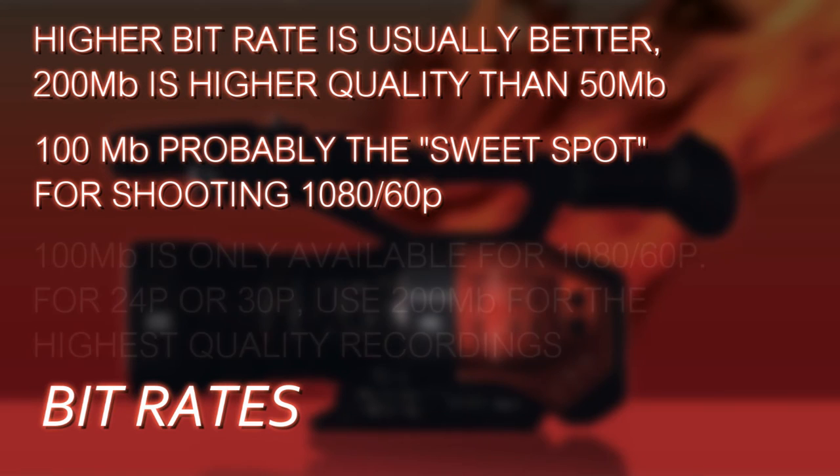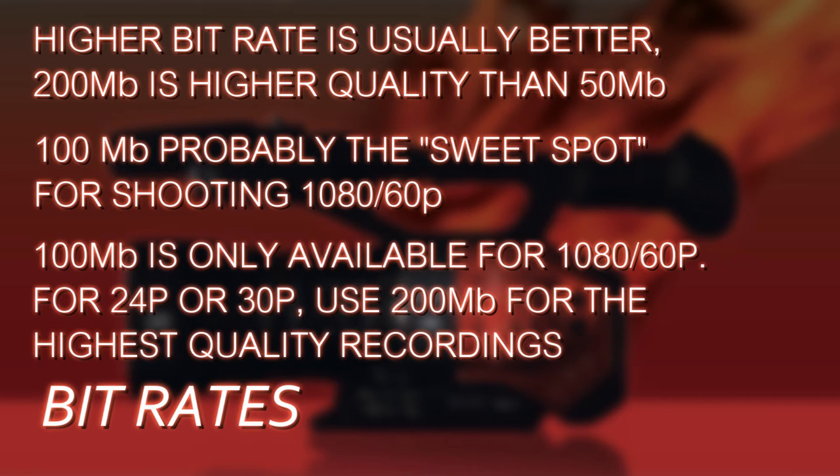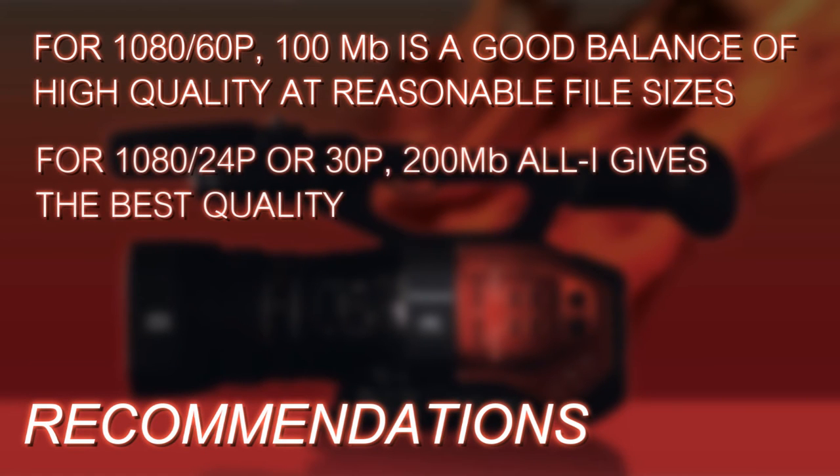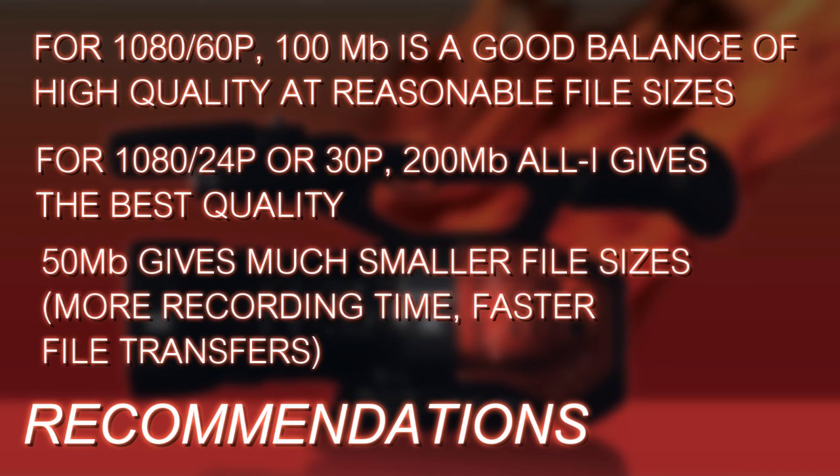The 100 megabits is pretty much a sweet spot when shooting 1080p/60p. It gives you the best efficiency in the codec, but 100 megabits is only available in 1080p/60p. The high quality option when you're shooting 24p or 30p is 200 megabits. 1080p/60p, the 100 megabit is a great choice. For 24p and 30p, I definitely prefer the 200 megabits over the 50. 50 is pretty good. And if 50 is all you need, it's very efficient and gives you long recording times.